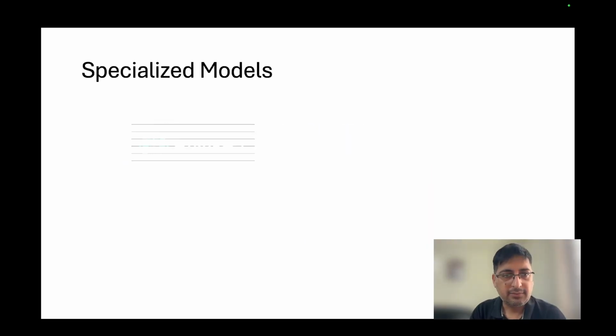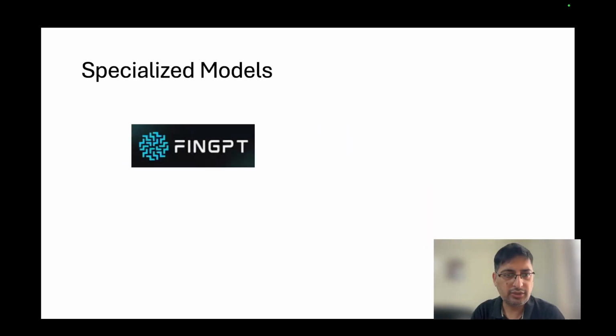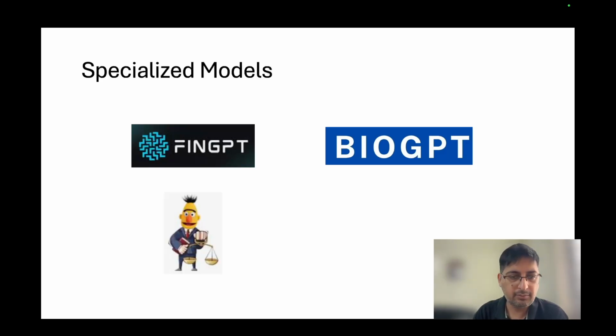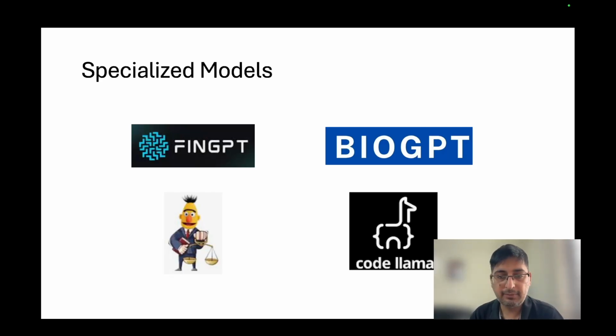There are also specialized models like FinGPT, which focuses on the financial domain. Then there is BioGPT, which is an expert in biology related topics. Then there are models focusing on law as a domain. And then we have Code Llama, which is built by Meta and specializes in coding related tasks.